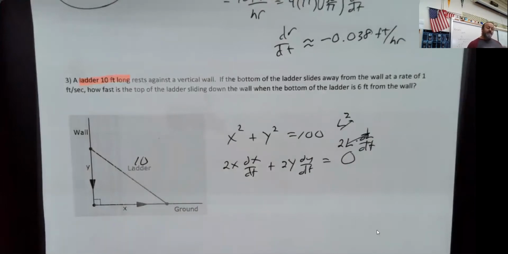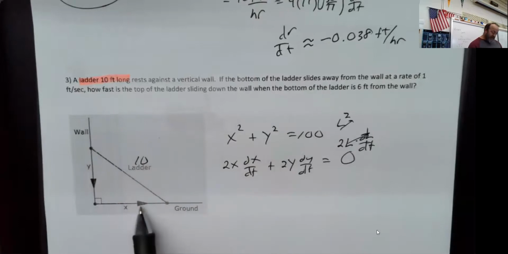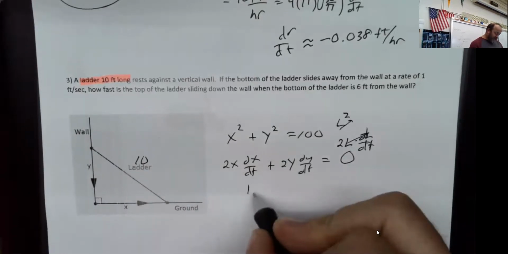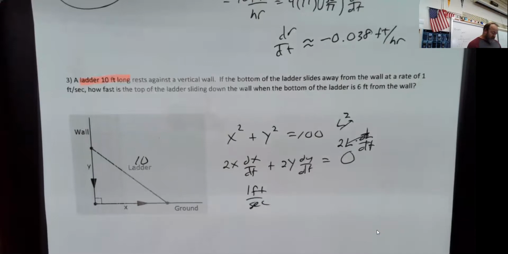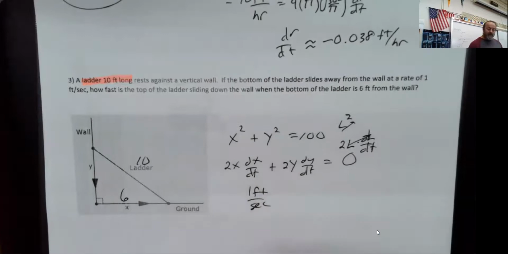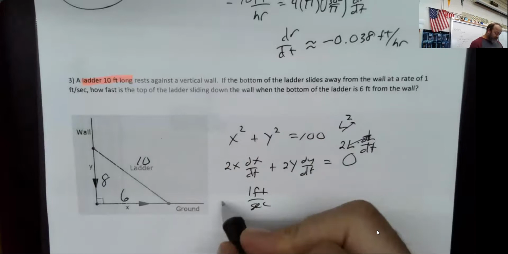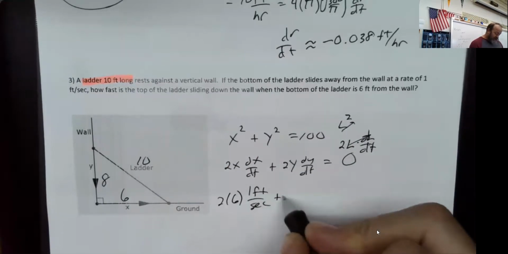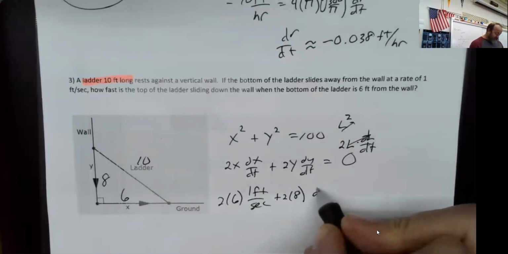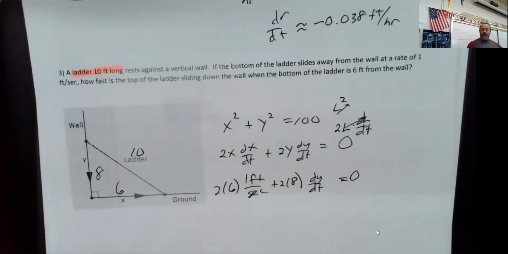So notice that I haven't done my snapshot, but when we get down here, if the bottom of the ladder slides away at a rate of 1 foot per second, that means x is actually growing at 1 foot per second, positively. It says when the bottom of the ladder is 6 feet from the wall, so you'll notice I gave you a nice little 6, 8, 10 triangle. So at that moment, I'm telling you x is 6. I'm telling you y is 8. I did not tell you what dy dt is, but I told you the answer was 0 because the ladder is not a collapsible ladder, it is constant.